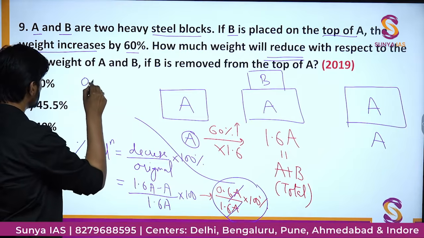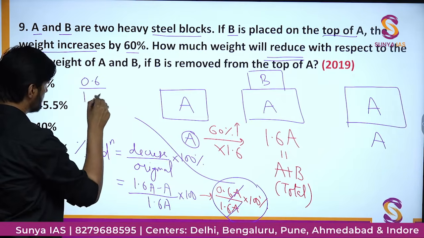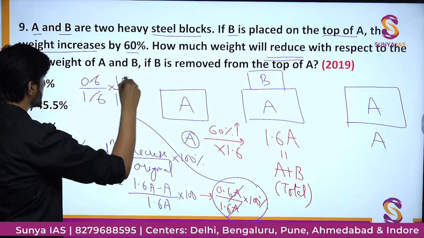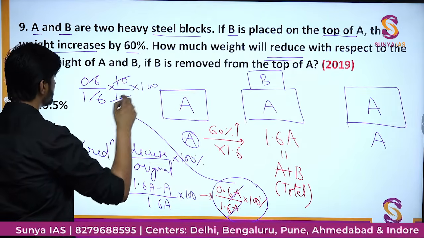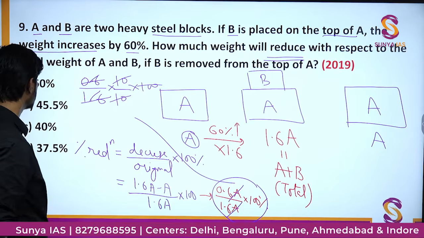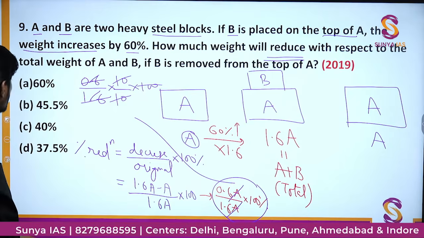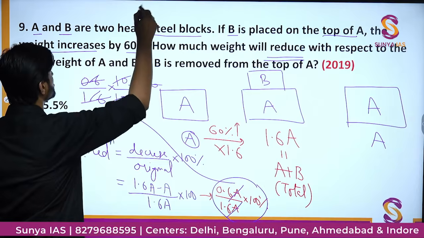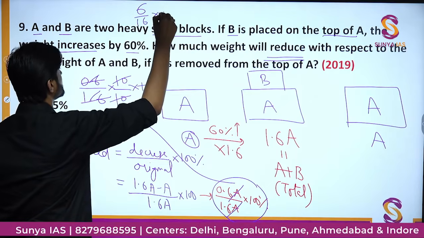So we will have 0.6 upon 1.6. We are getting rid of the decimal on both sides. Here both of them you will get 10 multiplied by 100. Overall the value you will get would be how much? That would be, let me just simplify it, 6 by 16 into 100.